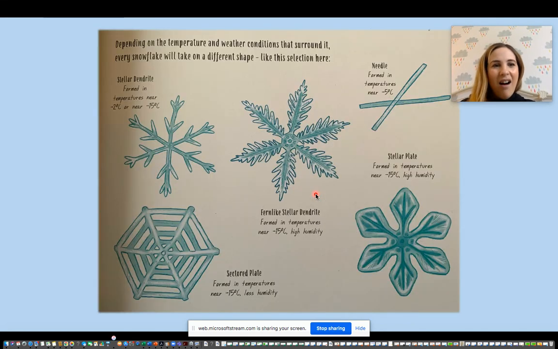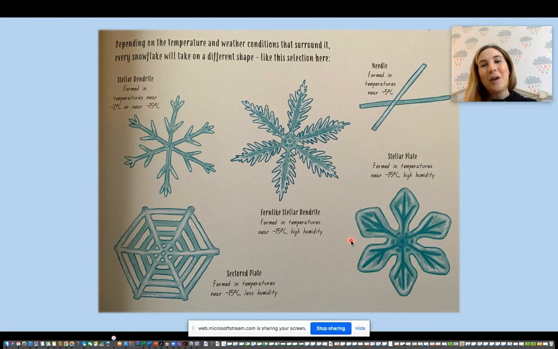And here are some pictures of some different types of snowflake shape. Okay, so they've got tricky names. I will read them to you, but they are tricky. We've got a stellodendrite, a sectored plate. This one looks like a spider web, doesn't it? Fern-like stellodendrite. Now this one reminds me of something. Why do you think it's called fern-like? This one here is called a needle snowflake, and this one here is called a stellar plate.